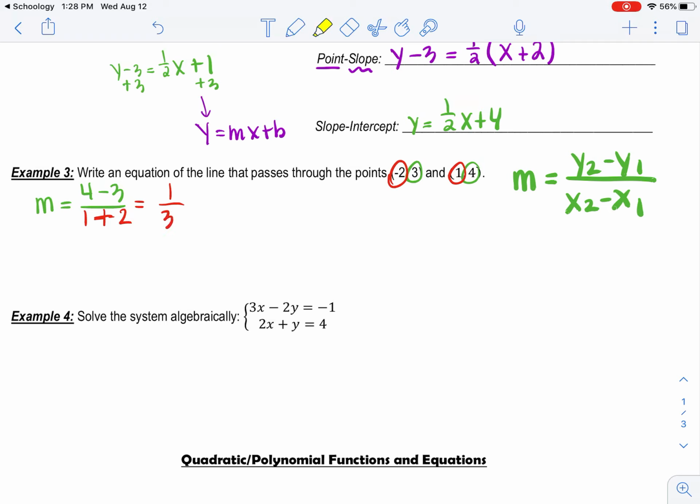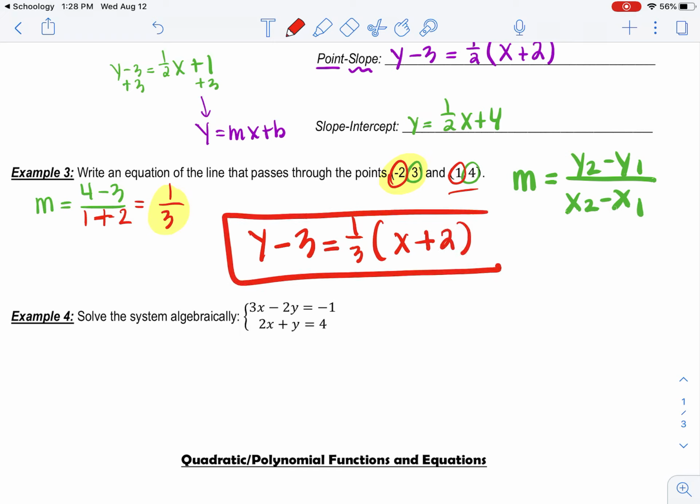Now that I know the slope is 1/3, I have a point, I have the slope, I can write my equation. Yes, I could use this point also, but I'm just going to use the first one. y minus y1, which is 3, equals m, 1/3, times x minus x1, which is a negative 2, so double negative turns to plus. There's my answer.